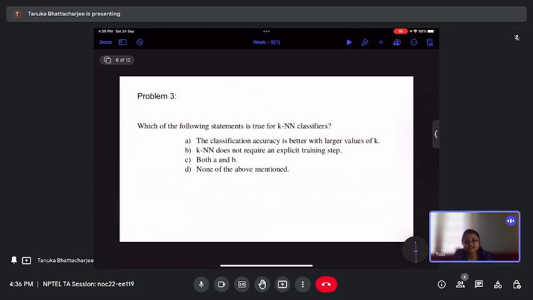The second option says KNN does not require an explicit training state. This is of course true, because in KNN you just determine the distance of your unknown feature vector with all the training samples, and you take the lowest K number of distances, and the class to which the majority of these K samples belong, you classify your unknown feature vector to that class. So, there is no training involved in this; you just need to compute the distance and classify based on that. So, both option A and option B are true for this particular question. Okay.